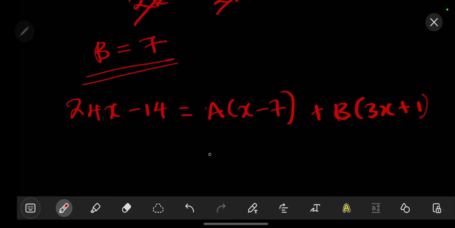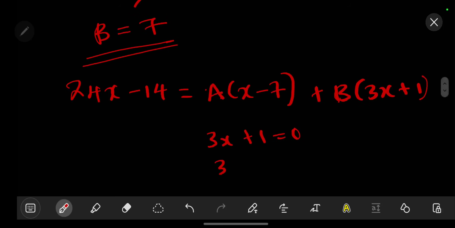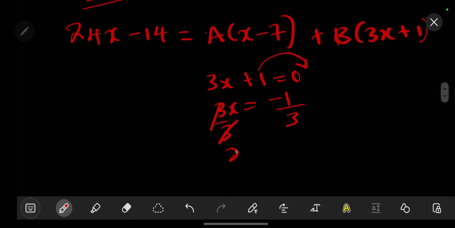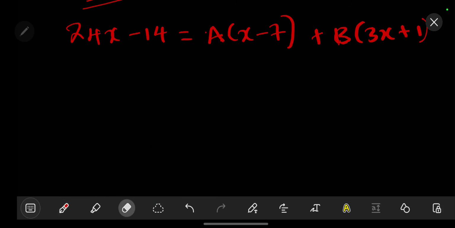So for this value, you just get the inside, which is 3x plus 1, and equate it to 0. This is going to give us 3x is equal to, this goes to the other side, negative 1, then over 3 on both sides. Then we have x is equal to negative 1 over 3. So we are going to let x be equal to negative 1 over 3. So that is what we are going to put there.